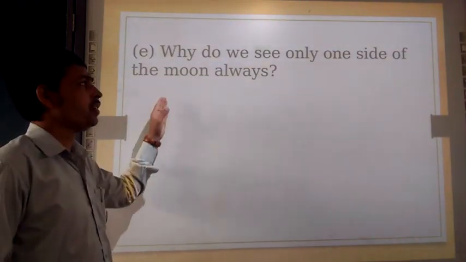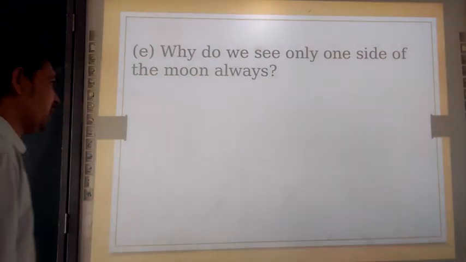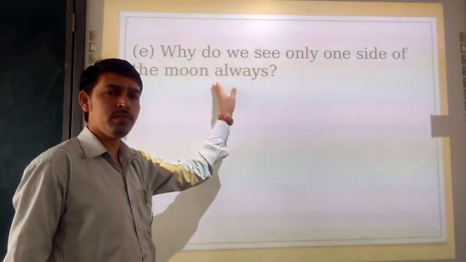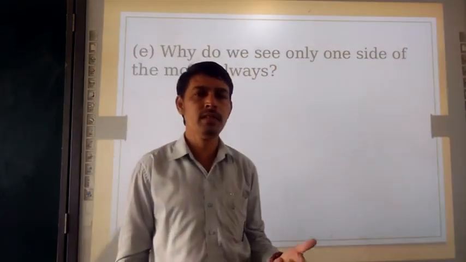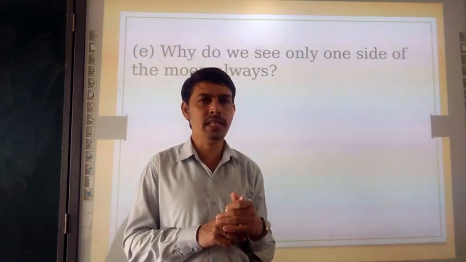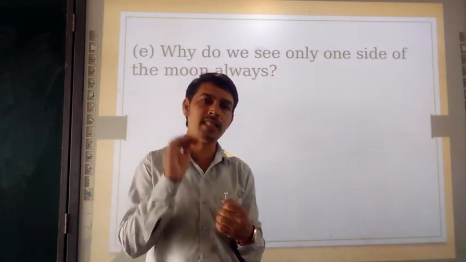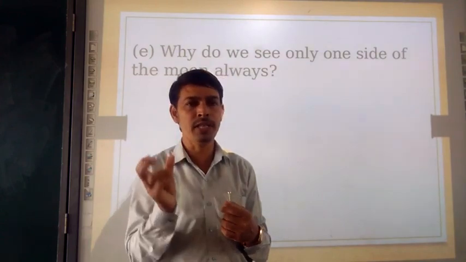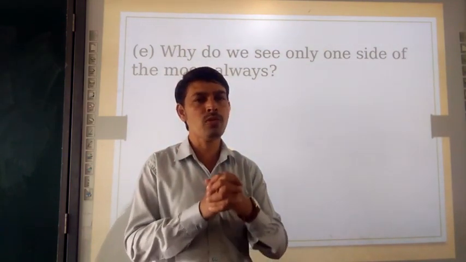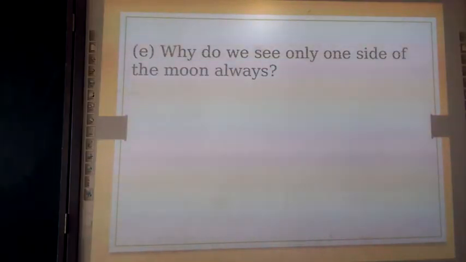Why do we see only one side of the moon always? Please see the answer. Already we have seen the moon takes 27 days, right, to complete one revolution, and exactly the same number of days to spin on its own axis. So that's why we see only one side of the moon. Let's see the answer.